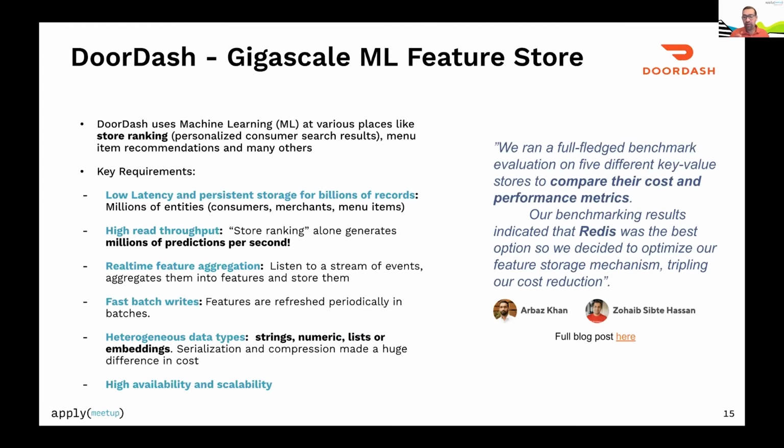In the quote you can see on the right-hand side, they benchmarked a bunch of key-value store options, and they found Redis was the best, not only for low latency. Once they decided that, they invested additional engineering cycles to optimize the storage, serialization, and compression of these features, and that led to a tripling of their cost reduction. Not only did they achieve their requirements, but they also reduced their cost. And high availability and scalability are super important for them too.